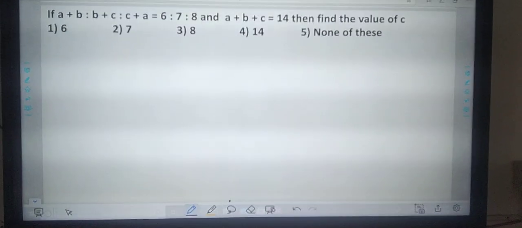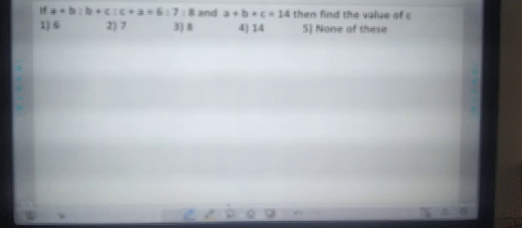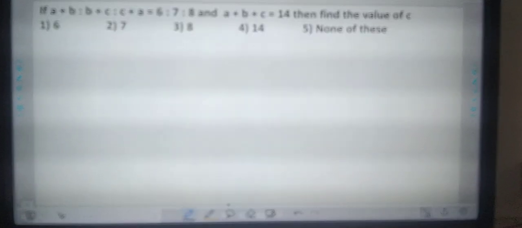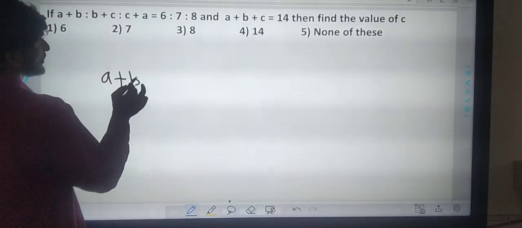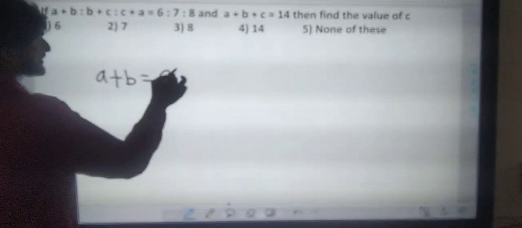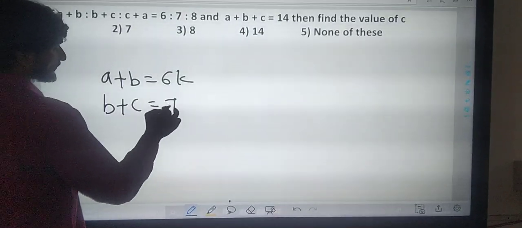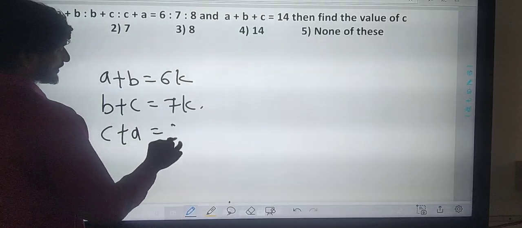If A plus B, B plus C, C plus A are in the ratio 6 : 7 : 8, and A plus B plus C is 14, then the value of C is? Now here A plus B is equal to 6k, B plus C is equal to 7k, and C plus A is equal to 8k.